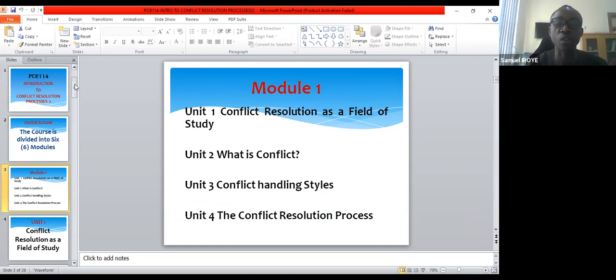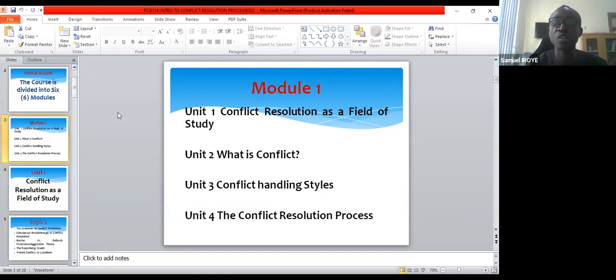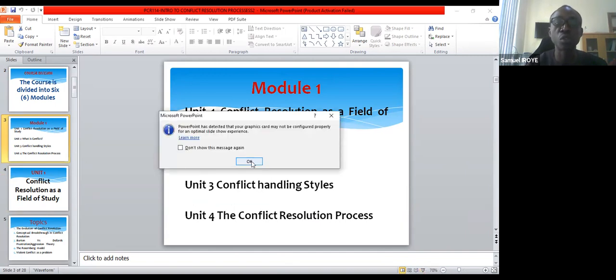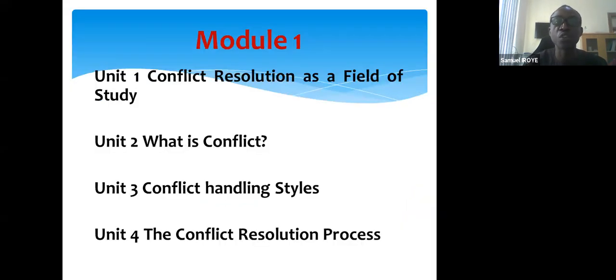I would start by looking at module 1. And in module 1, we have 4 units, which includes number 1, conflict resolution as a field of study. Unit 2, what is conflict? Unit 3, conflict handling styles. Unit 4, the conflict resolution process.